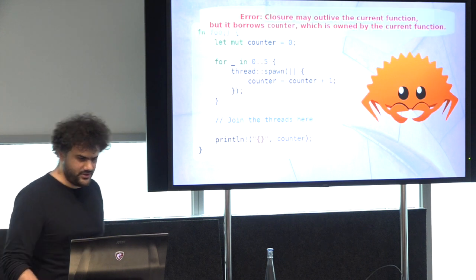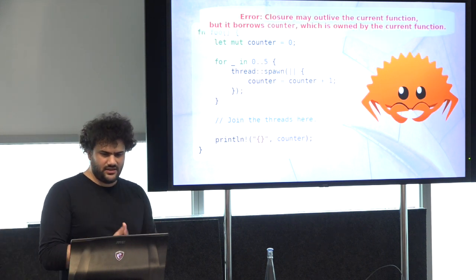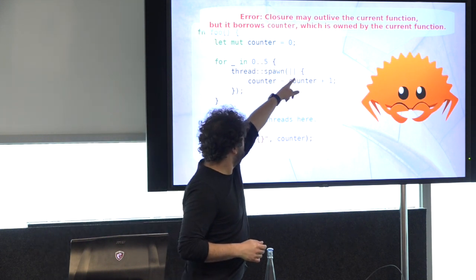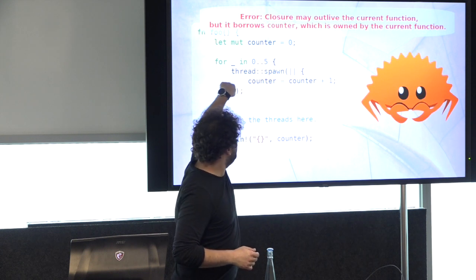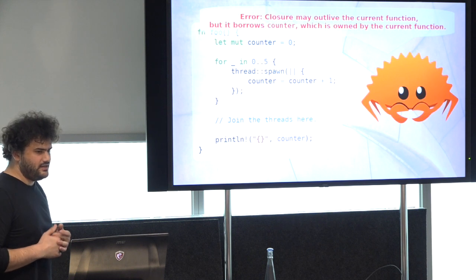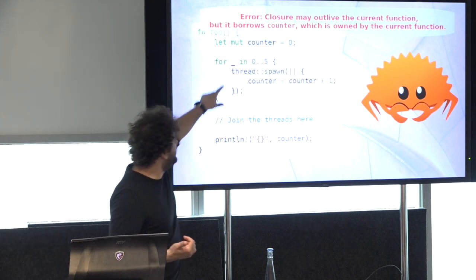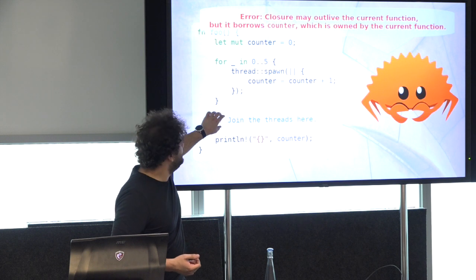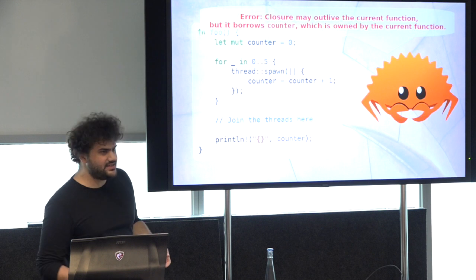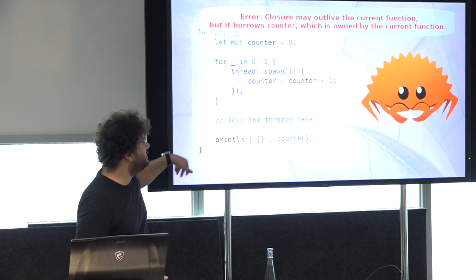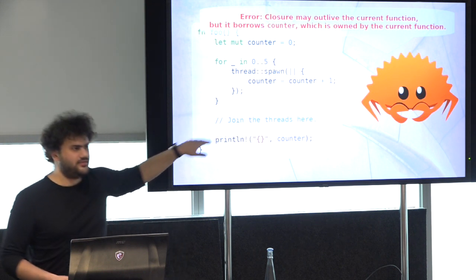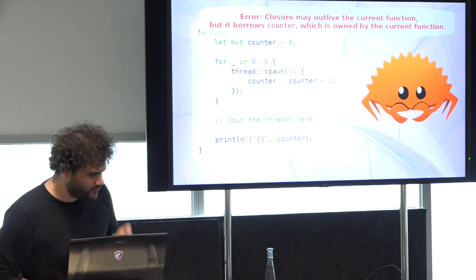Let's see what's wrong. So Rust will tell us that the closure might outlive the current function. This thing here is a closure, right? So this is like a lambda function. And it's right. So we are actually waiting for all the threads here. But the threads might live for 60 seconds, right? And the function might return. And if the function returns, counter is destroyed. So we cannot certainly access that in the thread. So that's what Rust is telling us.